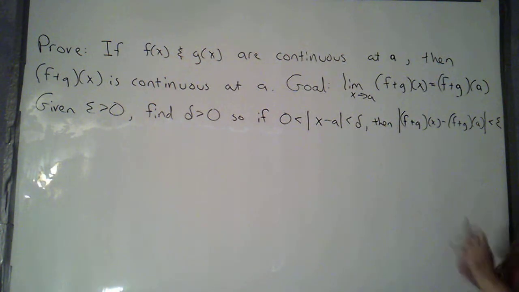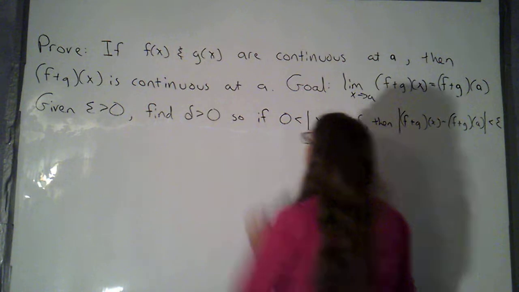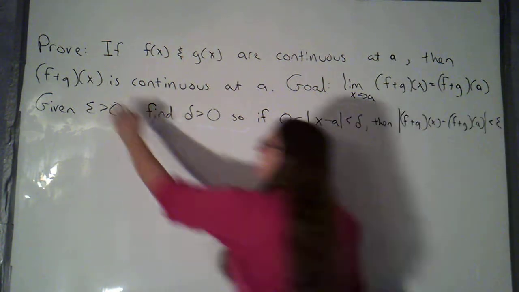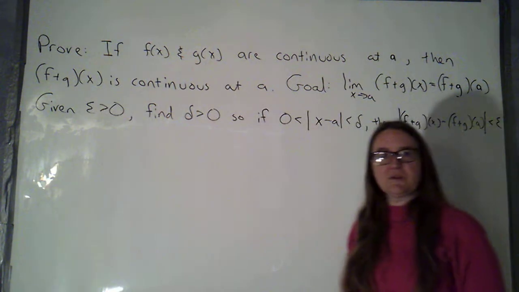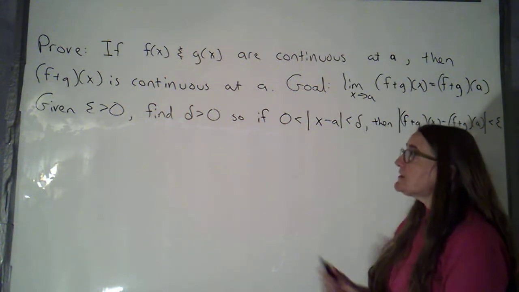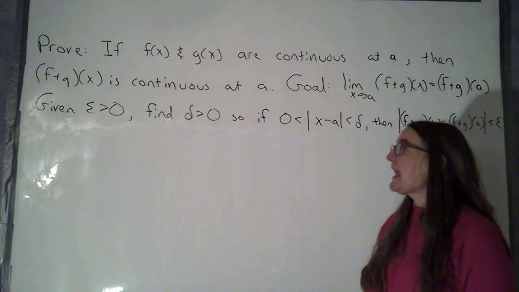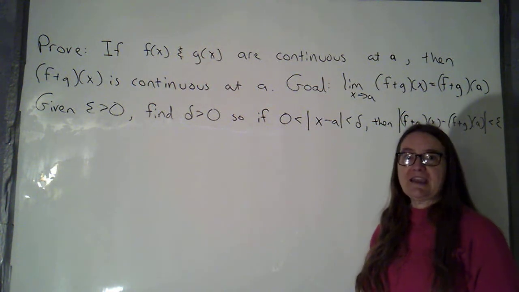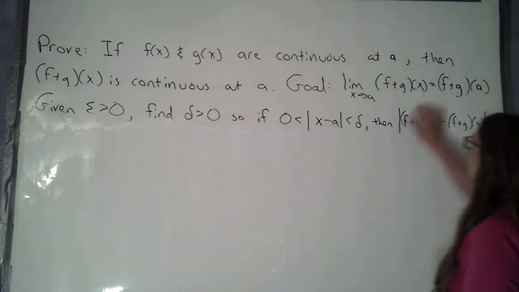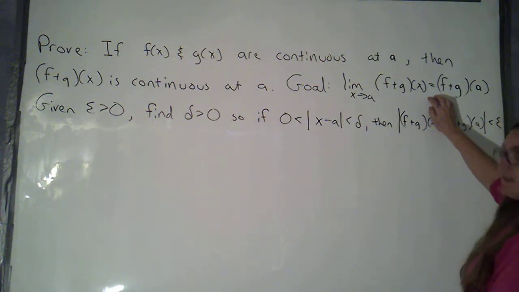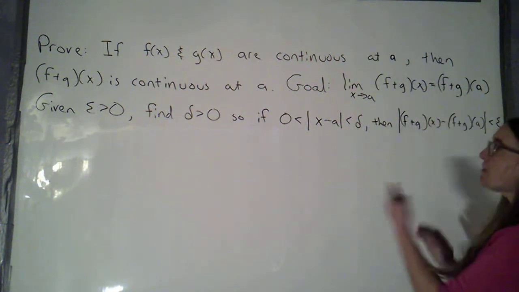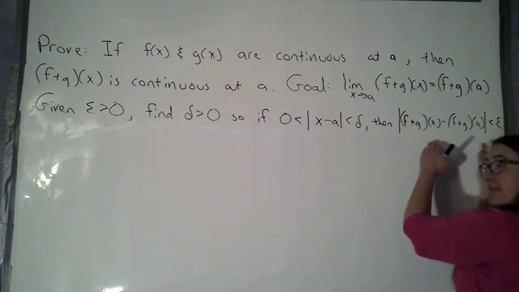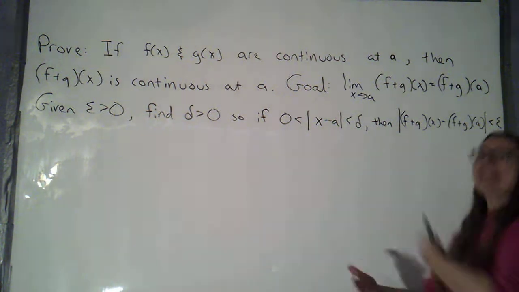Notice that there are two if-then statements in here. Our overall goal is to prove that if f and g are continuous, then f plus g is continuous. For that, we're going to suppose that f and g are continuous at a and try to show that f plus g is continuous at a. In doing that, we have to prove that this limit is true, and so that involves another if-then. So there's going to be an if-then inside of an if-then.